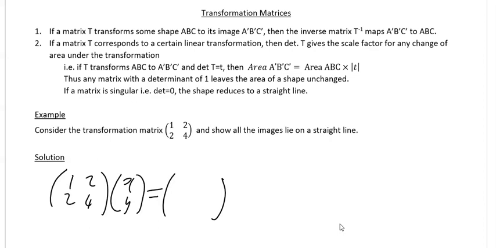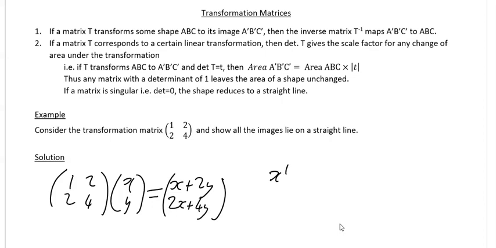Okay, it says consider a transformation matrix (1, 2, 2, 4) and show that all the images lie on a straight line. Right, I have not got a clue. So if you haven't got a clue, what you've got to do is just put in a general point and see what happens. So I'm just going to multiply my general point (x, y) by (1, 2, 2, 4) and see what happens. First row, first column is just going to be x plus 2y, and then second row, first column is going to be 2x plus 4y.